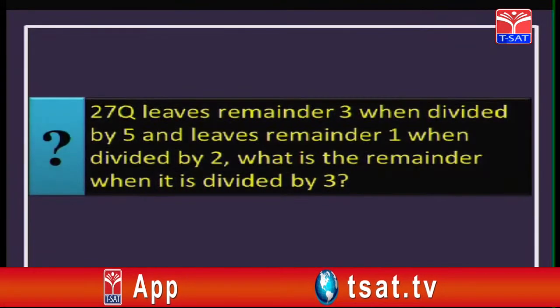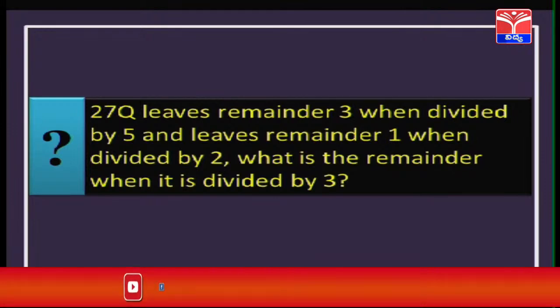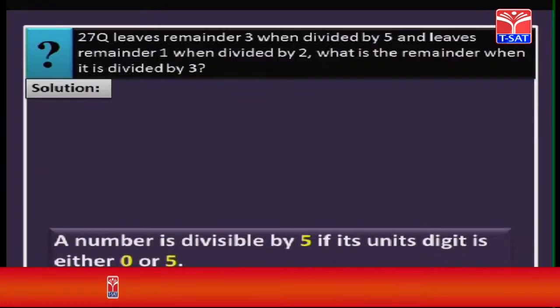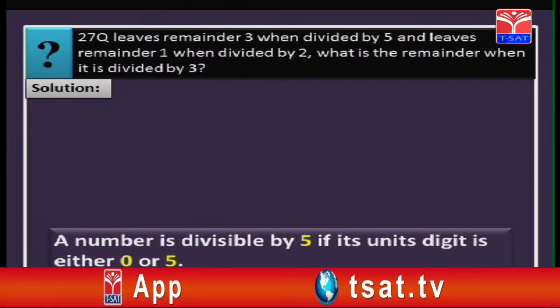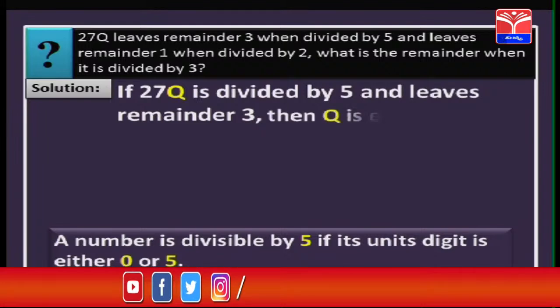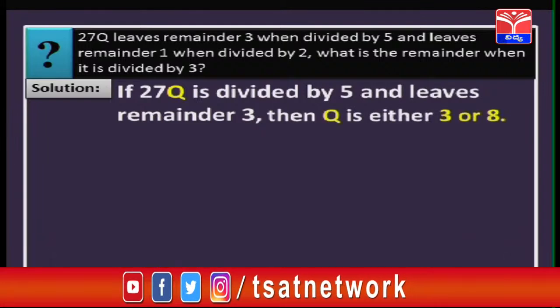Let us move on to our next problem, children. 27Q leaves remainder 3 when divided by 5 and leaves remainder 1 when divided by 2. What is the remainder when it is divided by 3? Let us start with the solution. We have already seen a number is divisible by 5 if its unit digit is either 0 or 5. Hence, when the given number is divided by 5, it is leaving remainder 3. So, what is the value of Q, children? Yes, either 3 or 8.